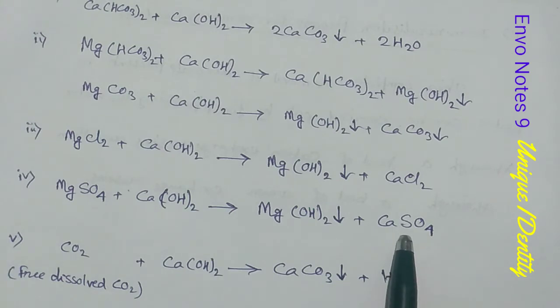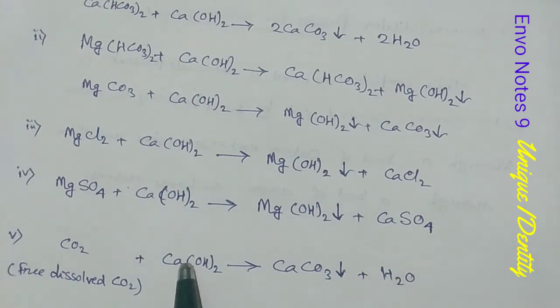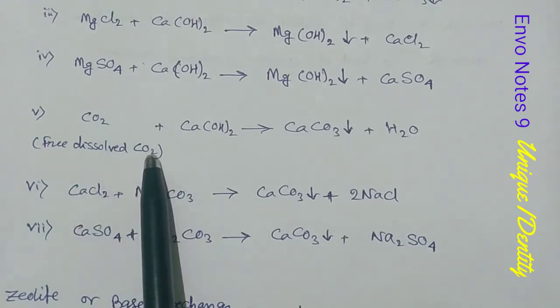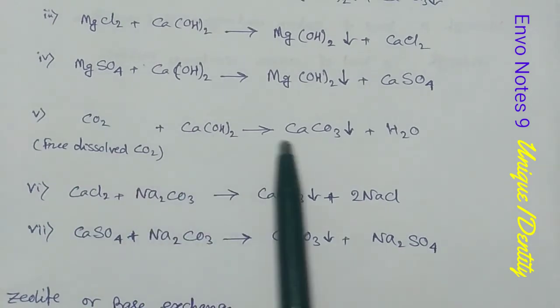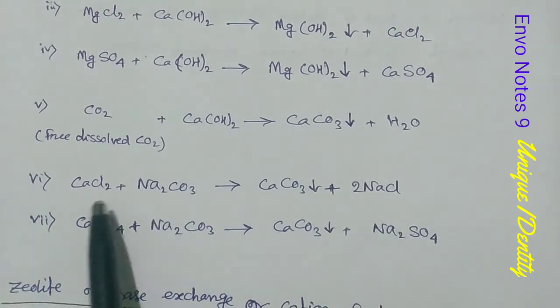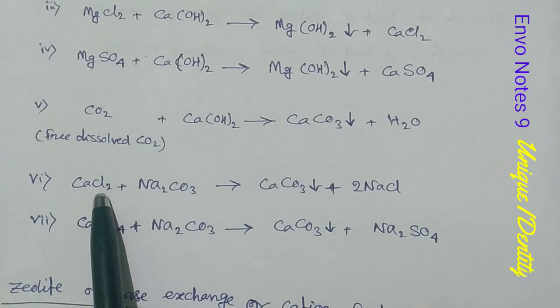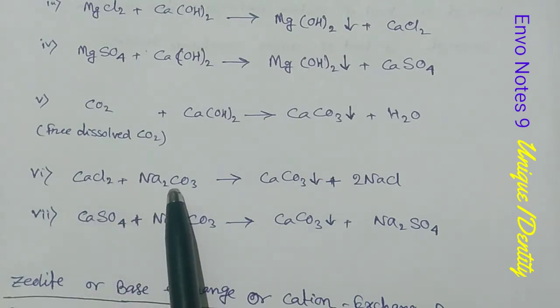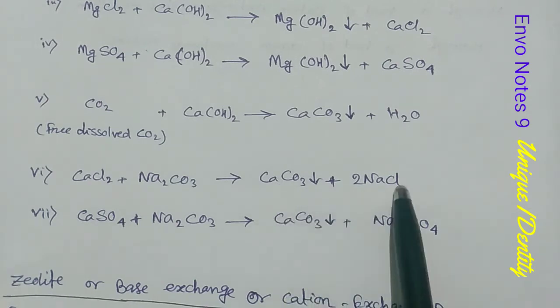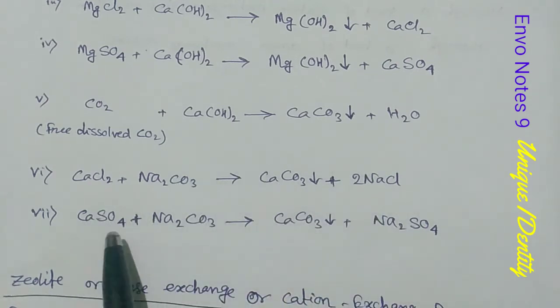plus calcium sulfate. Okay, next is carbon dioxide, that is free dissolved carbon dioxide, plus lime gives the precipitation of calcium carbonate plus H2O. Next, calcium chloride, that means non-carbonate hardness of calcium. Calcium chloride plus soda ash, that means Na2CO3, gives the precipitation of calcium carbonate plus 2NaCl.